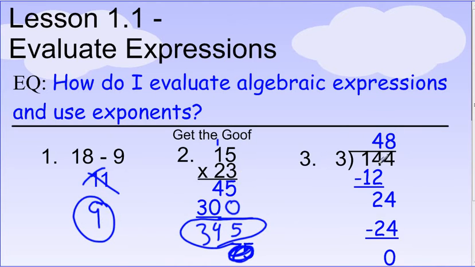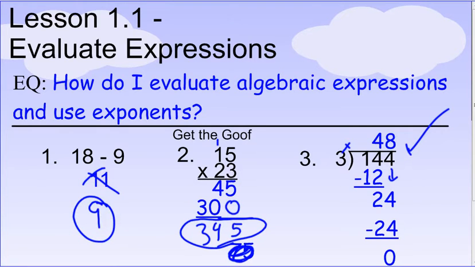And number 3, see, 3 goes into 14 4 times. 4 times 3 is 12. Subtract, you get 2. Bring down the 4. 3 goes into 24 8 times, because 8 times 3 is 24, with a remainder of 0. So that one is actually correct.